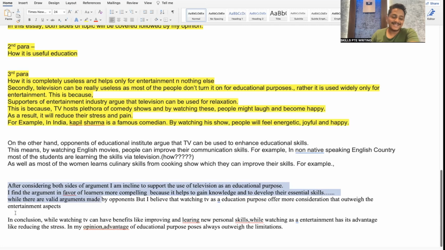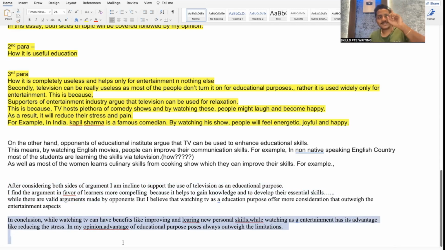The fourth para rather. And the last para is where you summarize para 2 in one line, para 3 in one line, para 4 in one line. While watching TV can have benefits, this is the template, just fit it. Benefits like improving and learning new personal skills. Watching it can act as an entertainment as it has advantages like reducing stress.